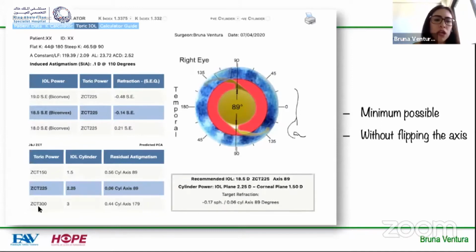I usually accept the numbers here up to 0.1 diopters of predicted residual astigmatism. And when that's larger, I usually shift a little bit the place where I do my main incision. So this is important for us to have the minimum amount of astigmatism after surgery, and that for sure is related to patient's satisfaction. So remember the 0.5 diopters of astigmatism.